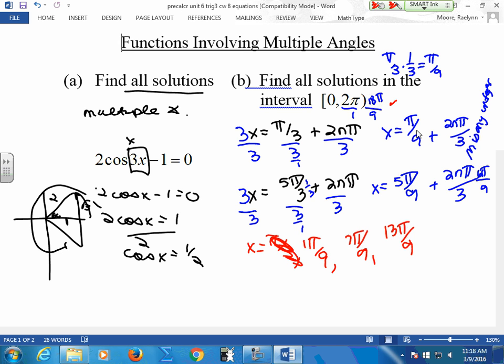Now, I work the other one. 5 pi over 9. I add 6 again. What do I get? 11 pi over 9. I add 6 again. If I added 6 again, I'd be out of my thing. So doesn't that make sense? For that angle, I multiplied that by 3. So don't I have 6 angles now instead of 2? A multiplicity, we call it a multiplicity of 3. I multiplied them by 3.